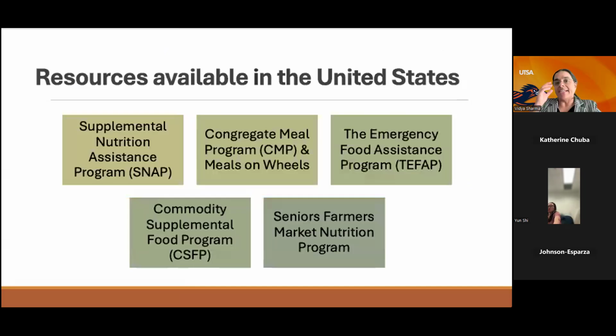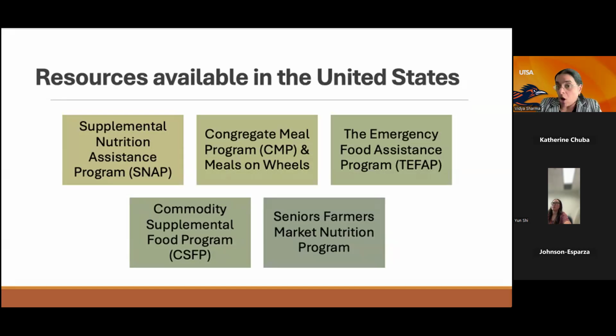Looking at the different programs, in the interest of time, I just want to spend a little bit of time going through each one. The first and biggest program is the Supplemental Nutrition Assistance Program, called SNAP. This used to be called food stamps. It's one of the largest programs available, but there are eligibility criteria. If people don't meet the eligibility criteria, they wouldn't qualify for SNAP. Even though it is one of the largest programs, especially among older adults, it is still an underutilized program.